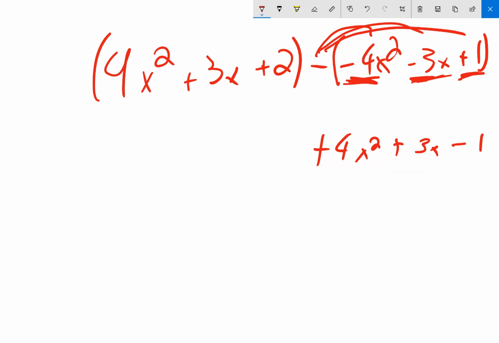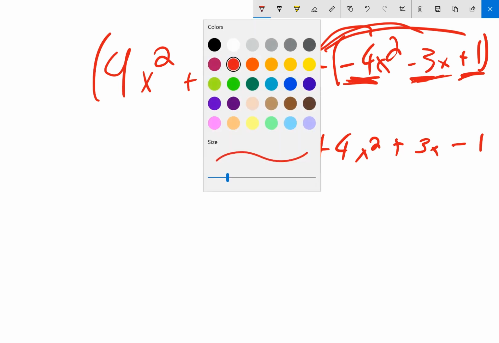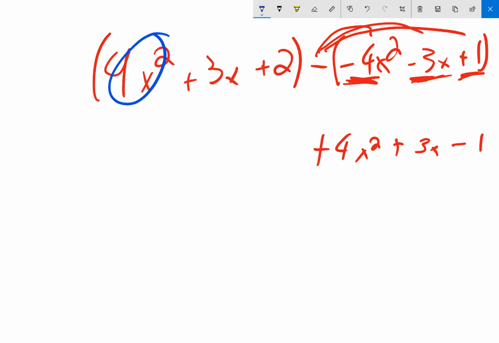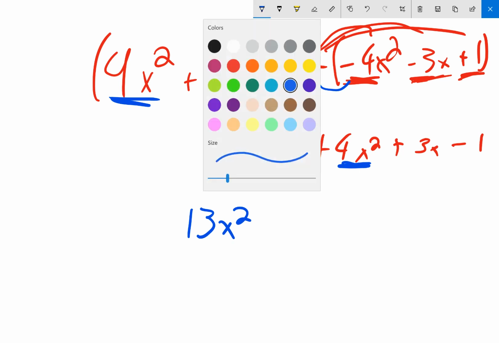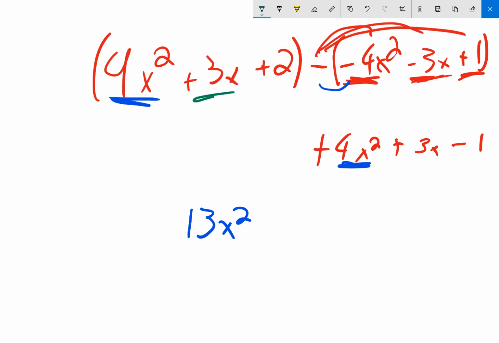So now let's combine our like terms. We have 9x squared plus 4x squared. Because remember, subtracting a negative makes this a plus now. So 9x squared plus 4x squared is going to be 9 plus 4 is 13. So 13x squared. That's for those. Then we have our x terms. We got 3x and we have plus 3x. Because remember, it's plus 3x now because subtracting a negative 3 makes that plus 3. So 3x plus 3x makes 6x.